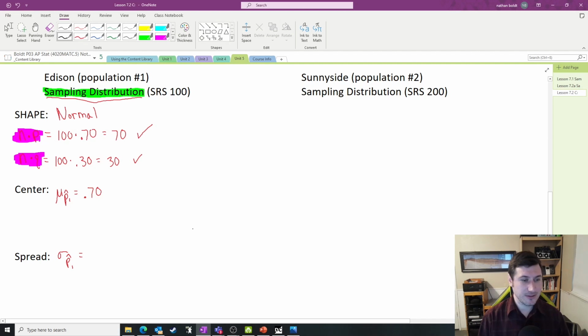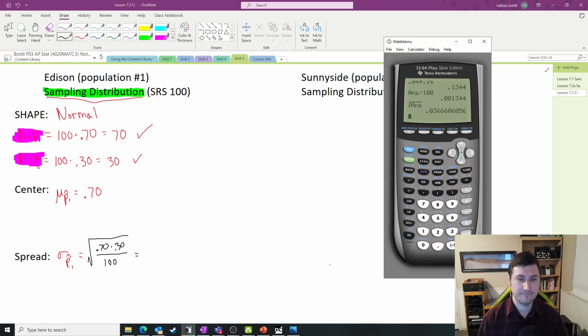All right, the spread. So our standard deviation here is the square root of p times q, so 0.70 times 0.30 divided by our sample size, which is 100. Type that into your calculator. We get 0.7 times 0.3 divided by 100, square root that answer, and we get 0.0458.